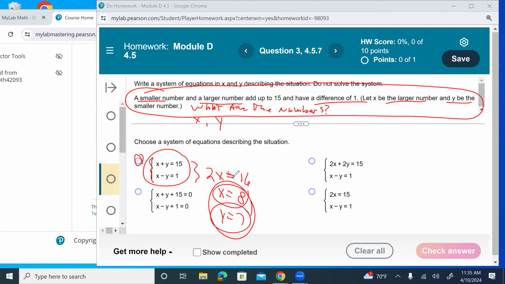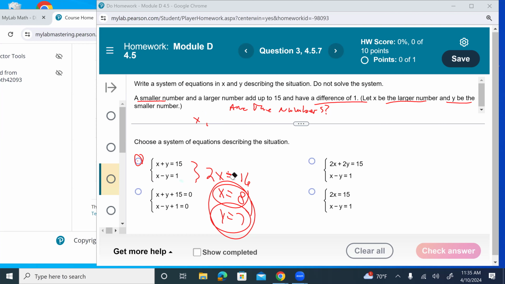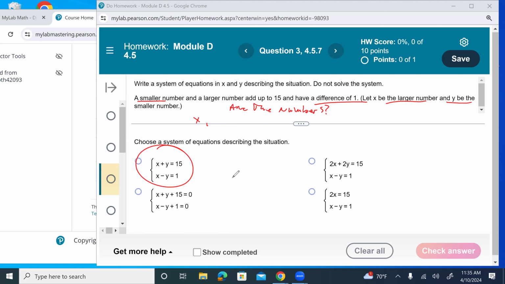If the question came to you in the form x equals 8, y equals 7, then the answer comes back in that same form. The response comes back in the same form that the question is given to you.